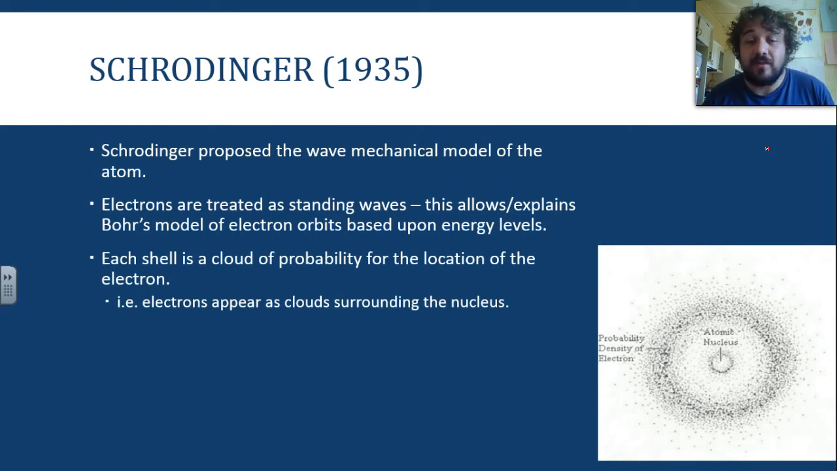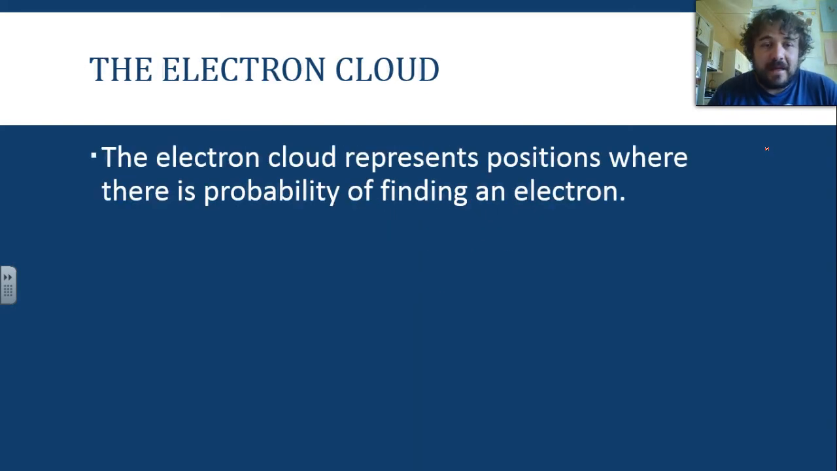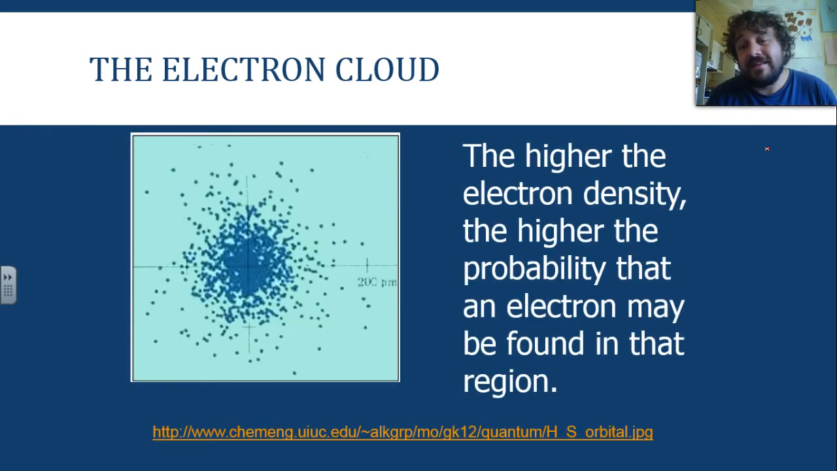Now, this is where quantum mechanics gets weird, because we can't talk about the location of the electron. We can only talk about where it's likely to be. So electrons no longer appear as little dots going around. They appear as clouds where it's somewhere in there, where you've got regions of high probability and regions of extremely low probability. Again, that's for later. So the electron cloud. We're almost finished the point we have to write, and then you can just listen for a little bit. So the electron cloud represents positions where it's likely to find one. The higher the density, the higher the probability, basically, that an electron may be found in that region.